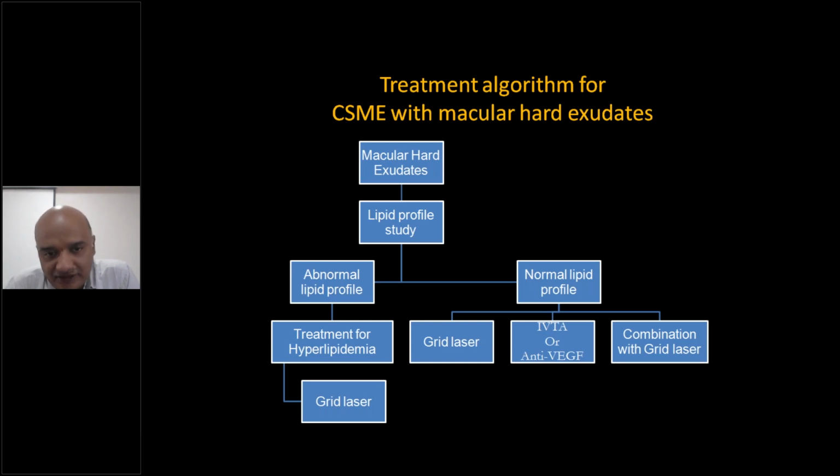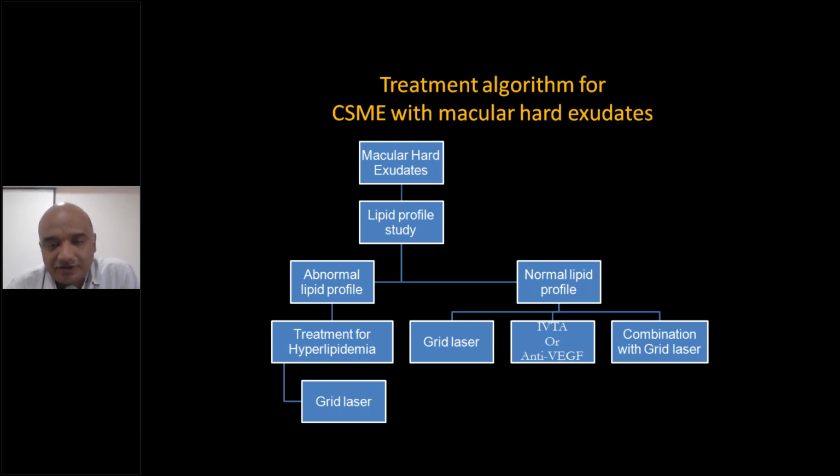So you see the patient, you see there are a lot of hard exudates in the macula. What do you do? You just follow up the patient and you ask for a lipid profile. If the lipid profile is abnormal, you first treat the hyperlipidemia, and then once the hyperlipidemia is treated, you give grid laser. There are various varieties of laser like focal laser, grid laser, modified grid laser. I will be telling that in a short while.